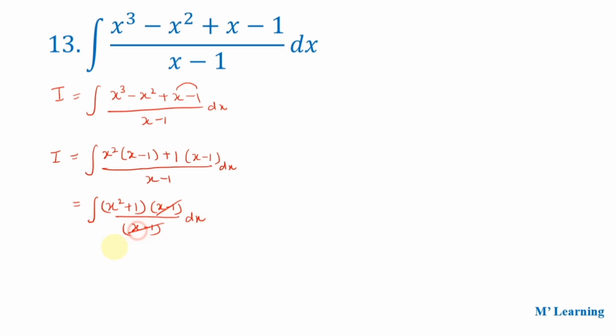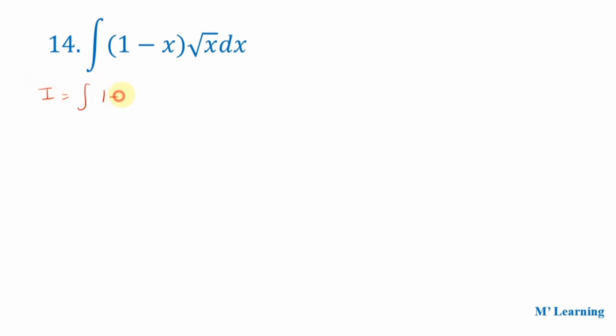So now we can cancel the x minus 1 term. So this becomes the integration of x square plus 1 dx. So now the integration of x square will be x cube by 3, using the formula x to the power n, because the integration of x to the power n is x to the power n plus 1 upon n plus 1, and the integration of 1 is x, plus c. This is its answer. Now let's do question 14, which is the integration of 1 minus x into root x.